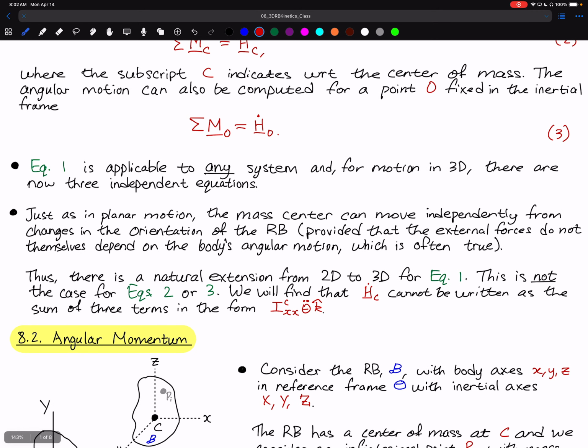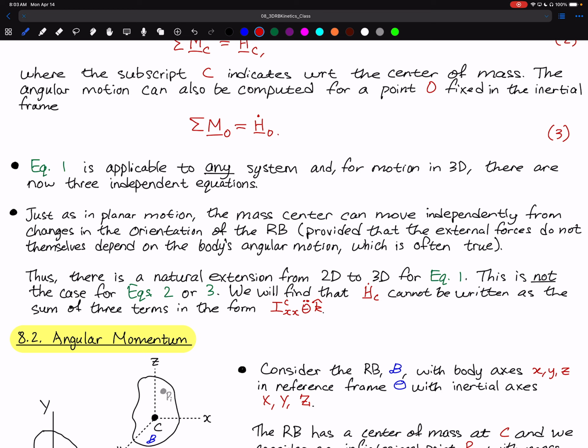All right, so just in planar motion, the center of mass is going to be able to move independently from changes in the orientation of the rigid body, meaning that if we are computing the motion using the center of mass, we can separate any kind of angular changes or any kind of angular velocities. We can separate those from the motion of the center of mass.